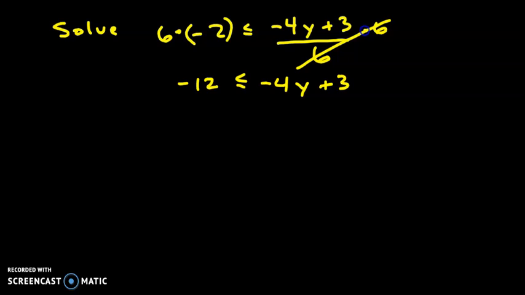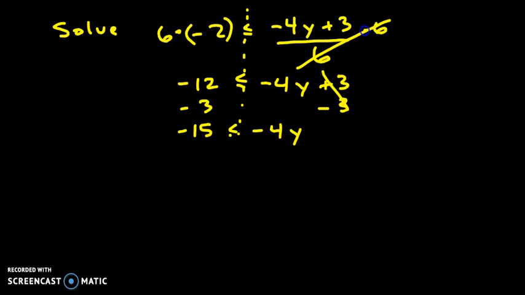Now this looks similar to our last problem where we've got a coefficient for our variable that we will divide for our last step. But first I have to get rid of this plus 3, which means I am subtracting 3. I forgot to put my line here. Now I have a negative 15 on the left side, a negative 4y on the right side, and it's still a less than or equal to inequality. My last step is to divide by negative 4.